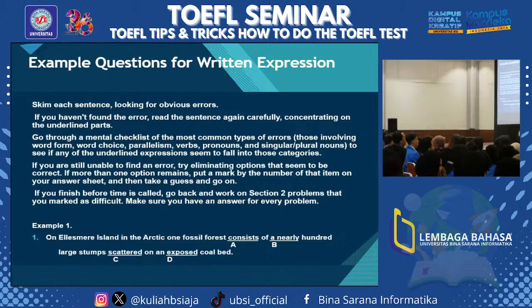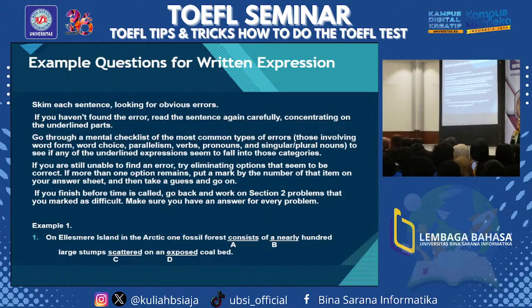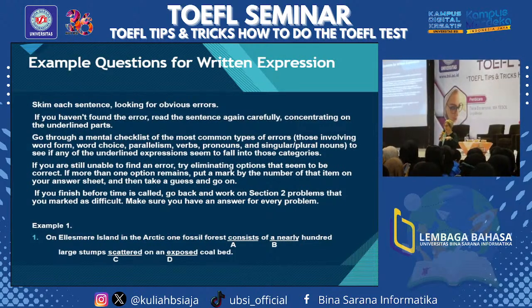Here's an example at the bottom. On Ellesmere Island in the Arctic, one fossil forest consists of a nearly 100 large stumps scattered on an exposed coal bed. Okay, there is a lot of vocabulary in that sentence that you don't actually need to know the meaning of. You just need to know, does the structure make sense? Where is the mistake?